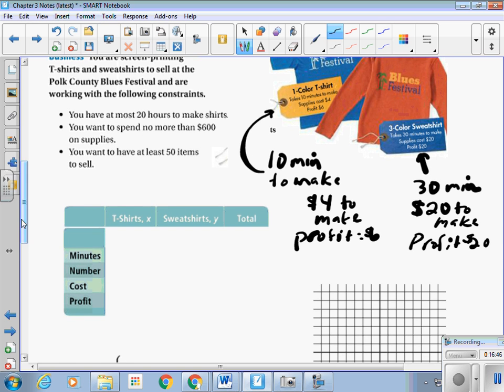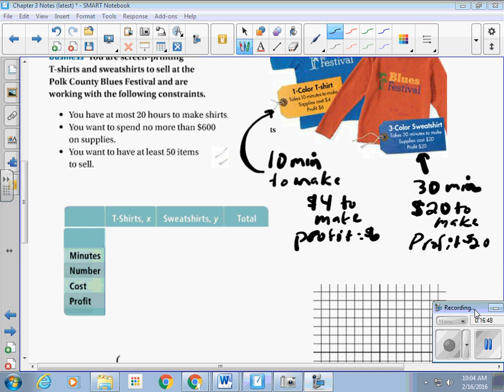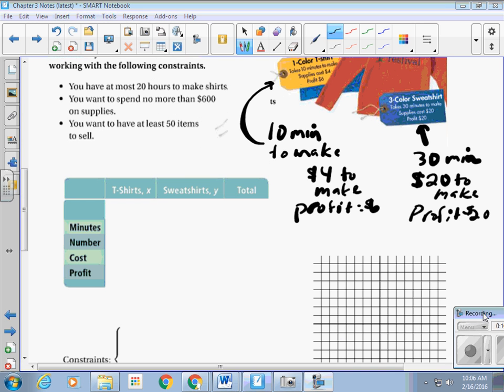Okay, take a moment and write all that information down. Lesson 0. Okay, so let's fill out this little chart together. We're going to put together all of our information: the number of minutes, the amount of each one, the cost, and the profit.